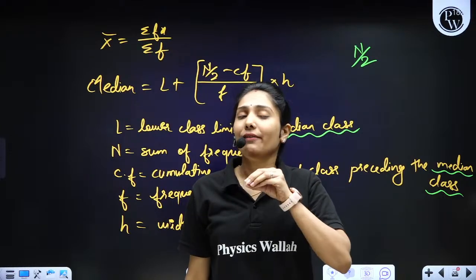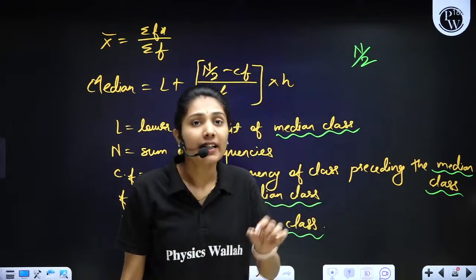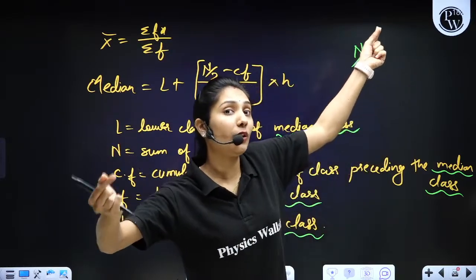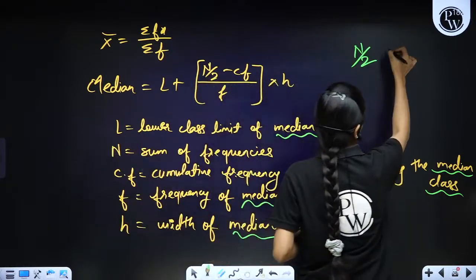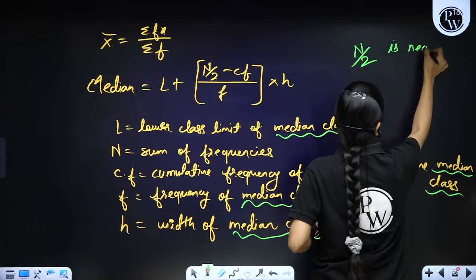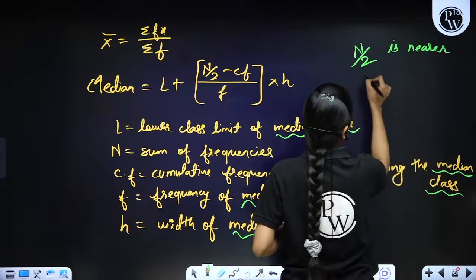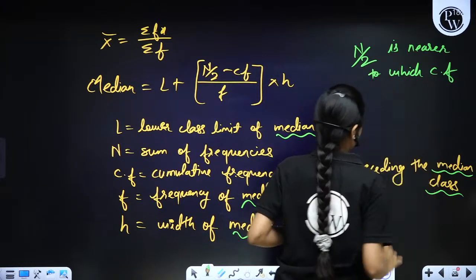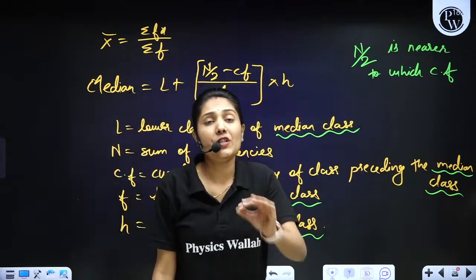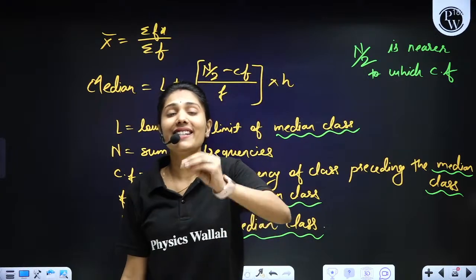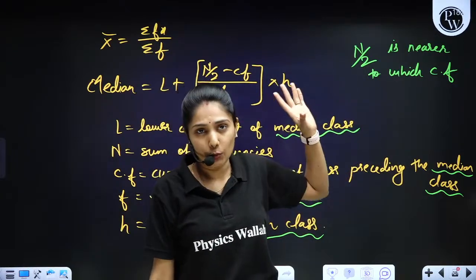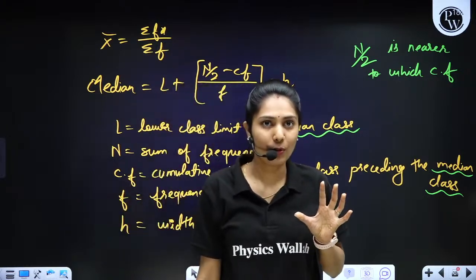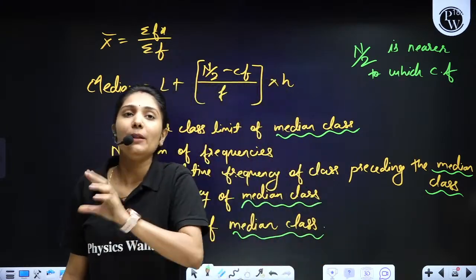And when you get the value of n by 2, check that particular value is nearer to which cumulative frequency. Whichever cumulative frequency is the nearest to n by 2, that class will become the median class.